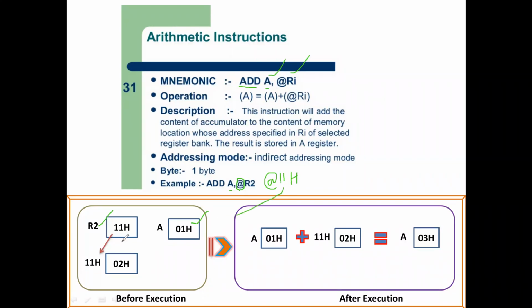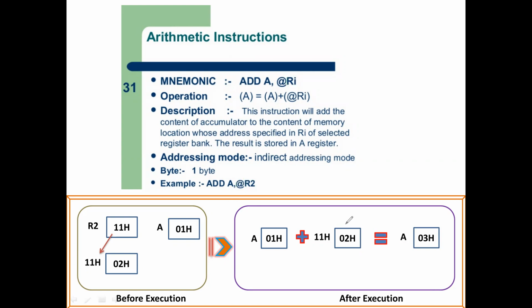So at that memory address, whatever the data is, that data is added with the accumulator. Any doubt? This comes under indirect addressing, because the data inside Ri, that is R2, is not the data. That seems to be an address. From that address, data is added. So that is why the name comes: indirect method of addressing mode.